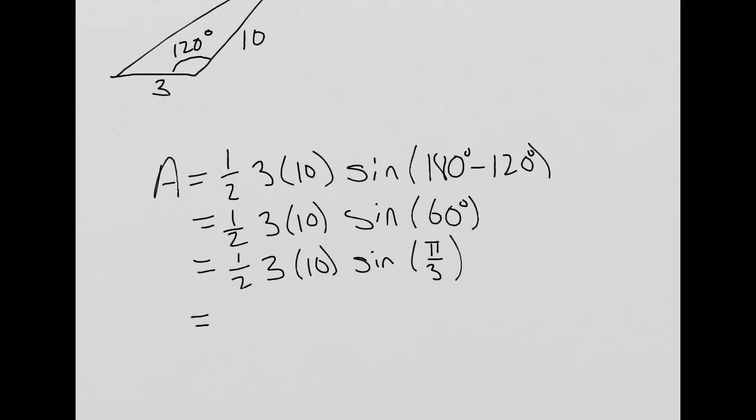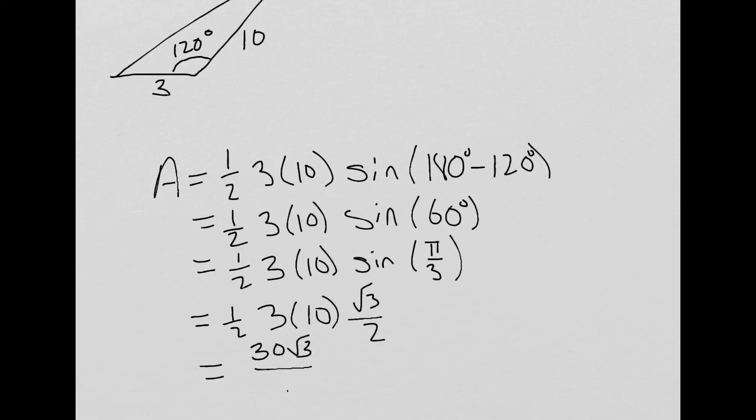And we know from our chart, sine of pi over 3 is square root 3 over 2. And now I should be able to compute that out. So I'm going to get 30 root 3 over 4, which is 15 square root of 3 over 2.